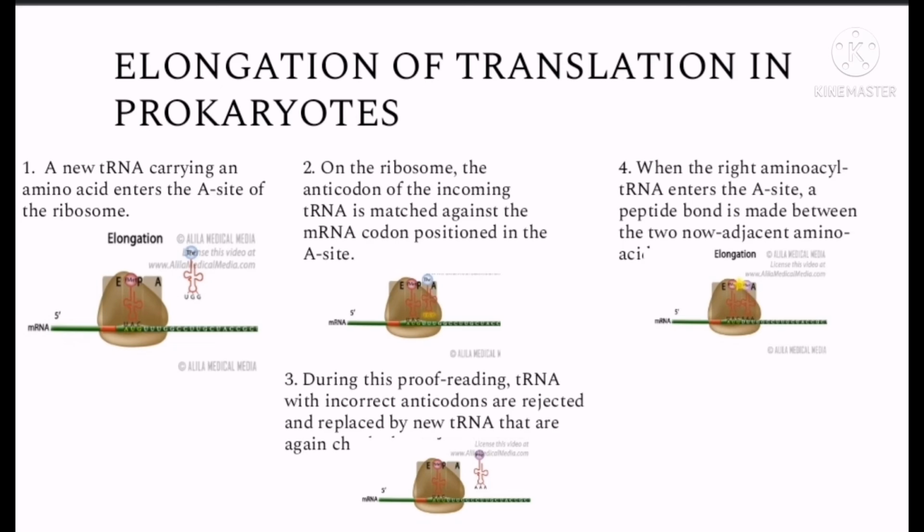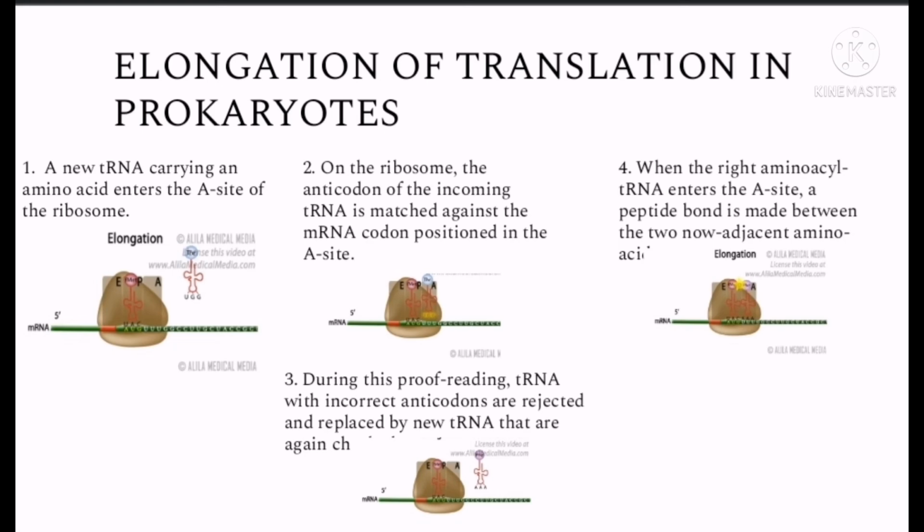Now that the new tRNA comes, during proofreading, tRNAs with incorrect anticodons are rejected and replaced by new tRNAs immediately. As we can see in the third picture, there is proofreading in which there will be a recorrection of the anticodons. As you can see here, the new tRNA is now being replaced by the appropriate anticodons.